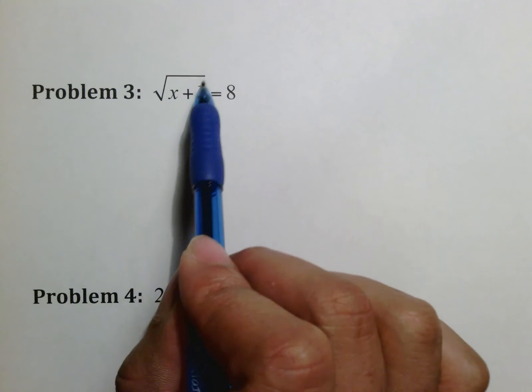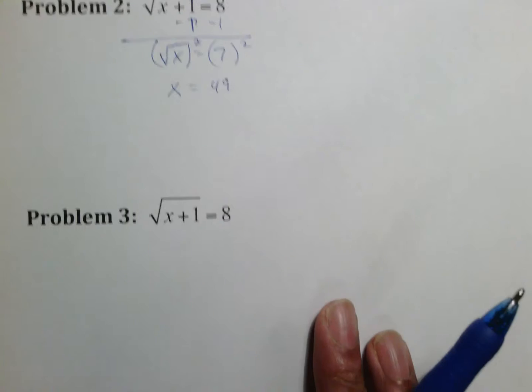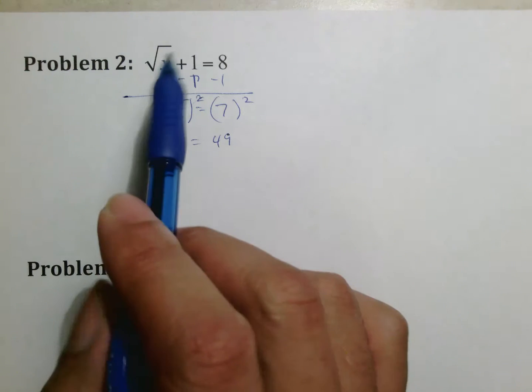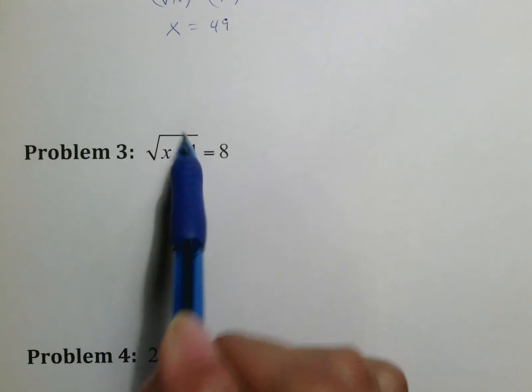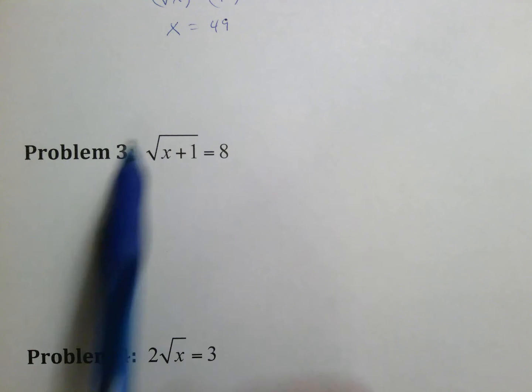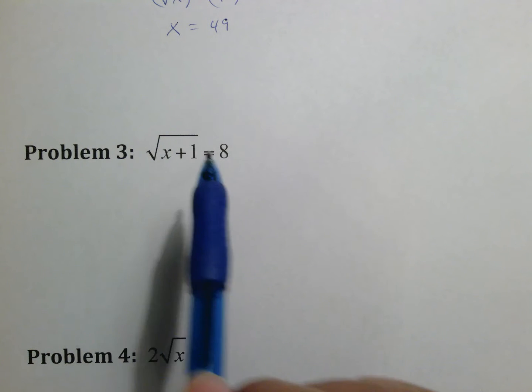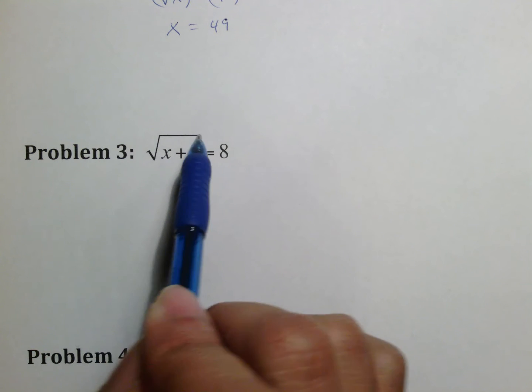Problem number 3. This 1 is actually inside the shell, which is the difference between problem 3 and problem 2. In problem 2, the 1 was not in the shell, so we moved it first. But here on problem 3, we cannot get to the 1 because there is a shell around it, and that's where you have to make sure you're paying attention. You do not get rid of the 1 first because the 1 is under here.